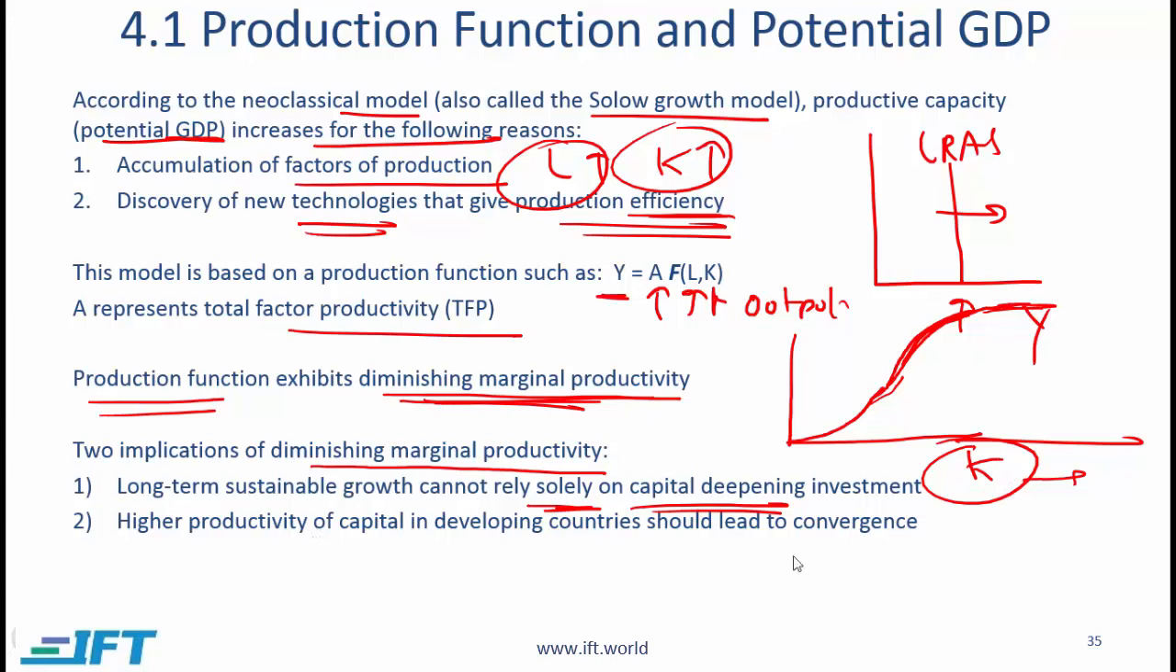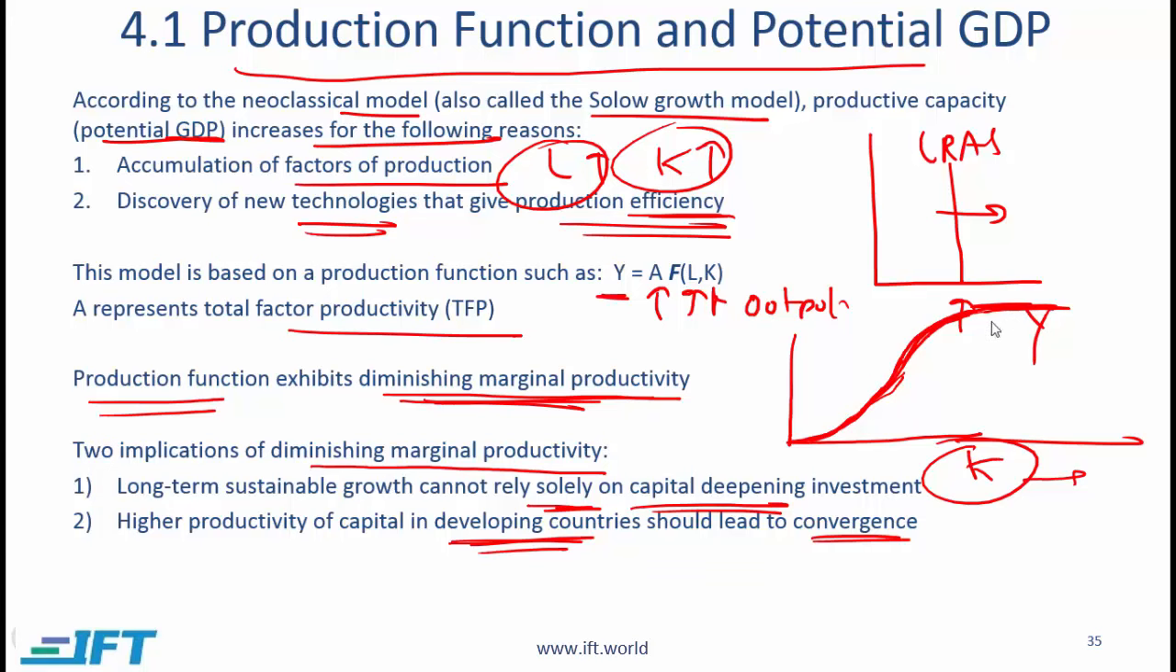The other point has to do with a concept called convergence. Higher productivity of capital in developing countries should lead to convergence. Now, this is a theoretical concept which is touched on at a very high level here at level 1. We see this in more detail at level 2. In fact, this entire topic is covered in much more detail at level 2. But the basic idea is this. In developing countries, if we add more capital, our output will increase at a relatively fast rate, whereas developed countries might be somewhere over here.